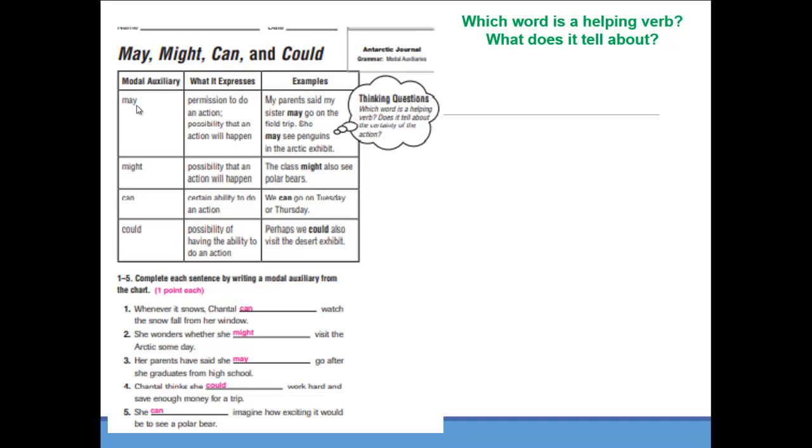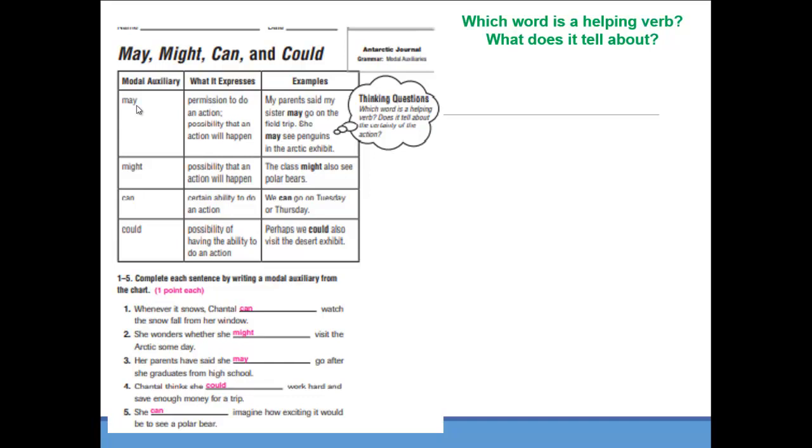It shows the permission to do an action. It shows that the subject is allowed something. For example, my parents said my sister may go on the field trip. Okay, first, let's pick out the verb. Where is the verb? May go. It's made up of two parts, the helping verb may and the main verb go.